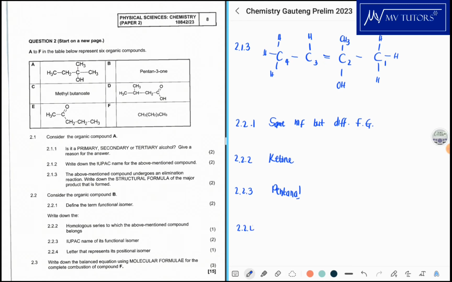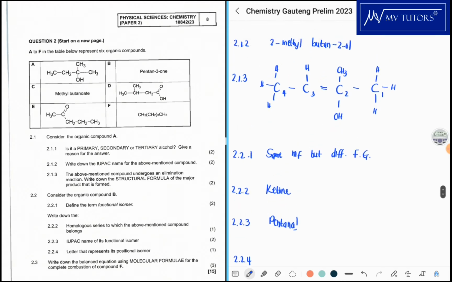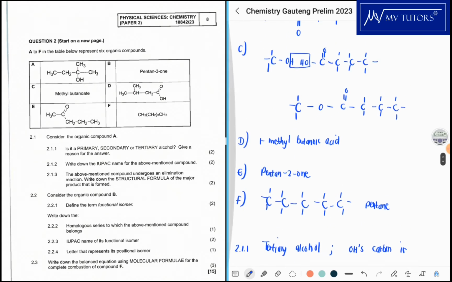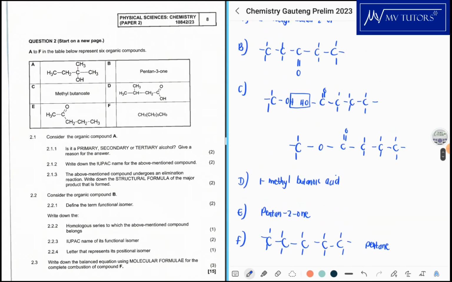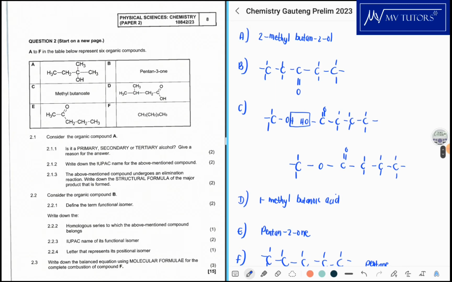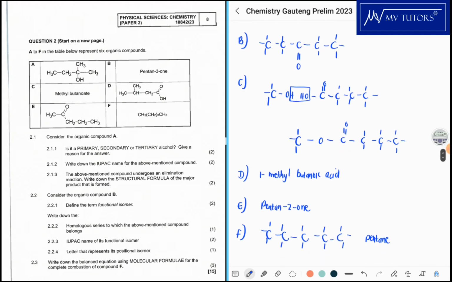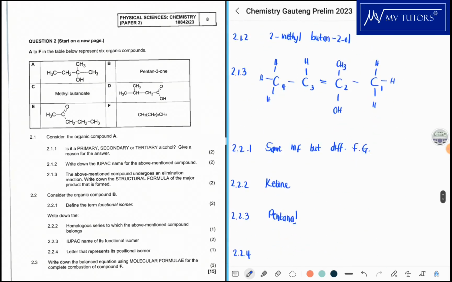And then 2.2.4: write down the letter that represents its positional isomer. Do we have aldehydes here? Let's see. Actually, we made it a ketone. The question asks for the positional isomer, yes, I was thinking functional isomer. So the letter that represents its positional isomer has to be E, because if B is pentan-3-one, E is pentan-2-one. The position of the oxygen atom has moved. All right, so E is the one.